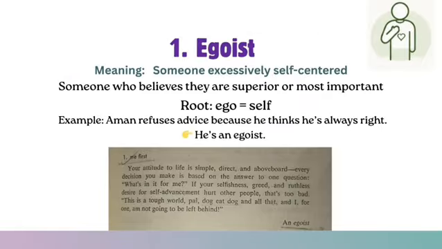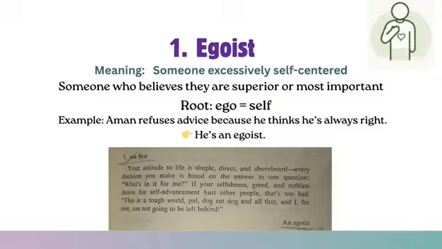So, the first personality we have is an egoist. An egoist is someone who always puts their own interests and needs before those of others. They are self-centered and believe they're superior or most important. For example, imagine a group project where one student takes all the credit and doesn't care about the team's effort. That person is acting like an egoist. Another example, Aman. He refuses advice because he thinks he's always right. So he has an egoist personality.